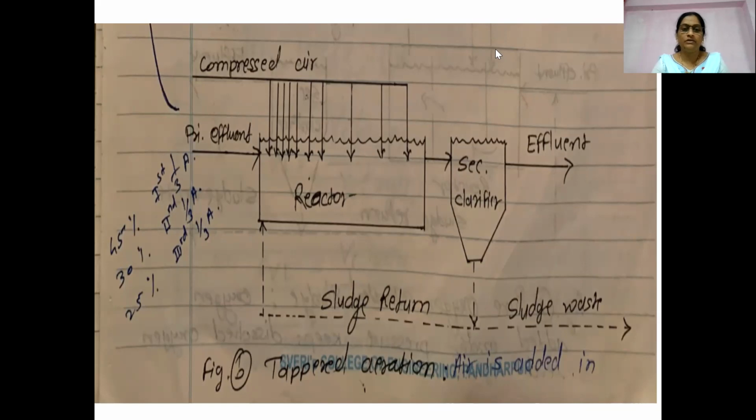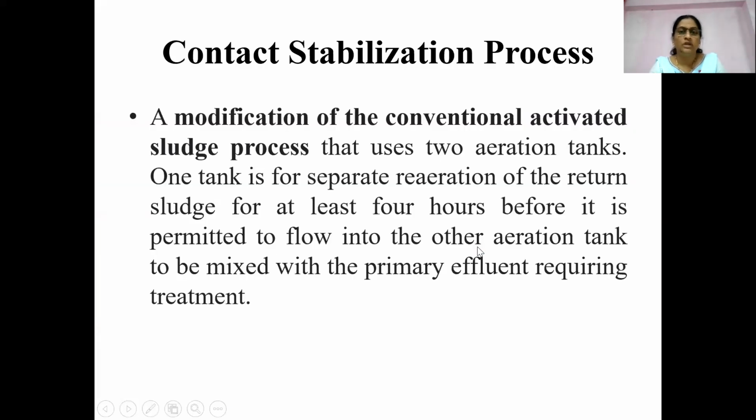Okay, guys, we'll proceed to the next one. Contact stabilization process. Okay, third modification. In the contact stabilization process, what we can do, a modification of the conventional activated sludge process that uses two aeration tanks. Here in the contact stabilization process, we are using two aeration tanks. For what purpose, that we will read.